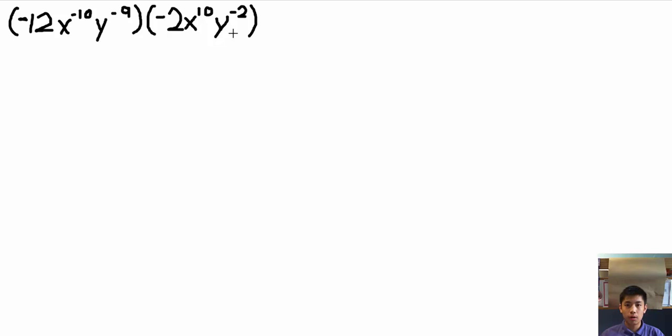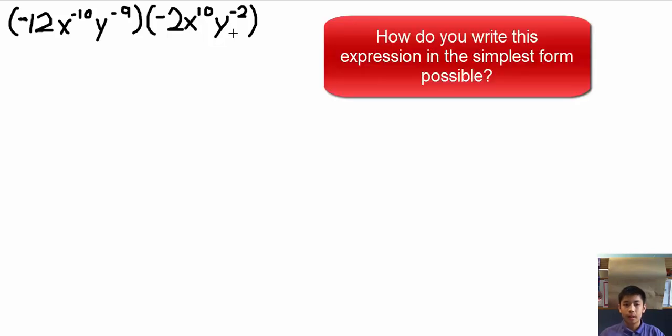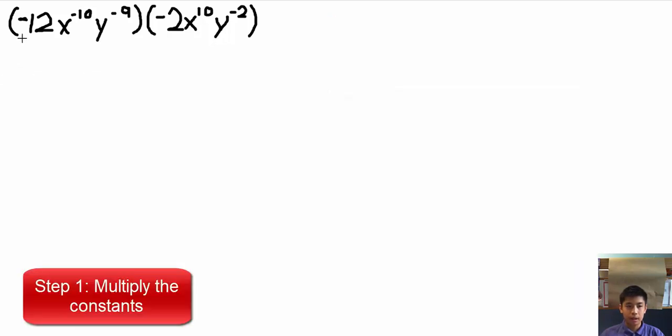In this video I'm going to explain how to place this expression in the simplest form possible. Our first step is we have to multiply the constants in the expression. The constants are negative 12 and negative 2. Negative 12 times negative 2 equals positive 24, since a negative times a negative will always equal a positive.